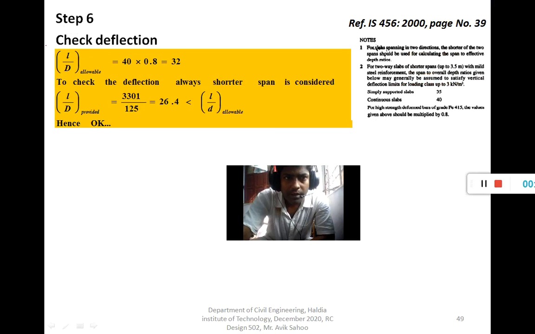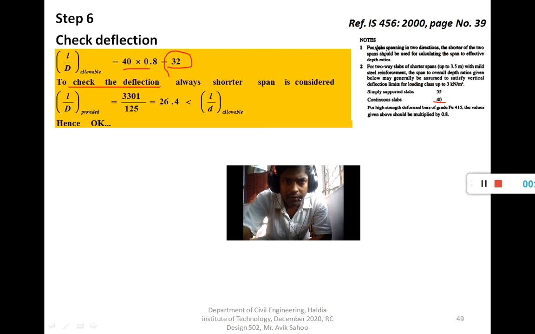So in step 6 we check the deflection. The allowable deflection limit is given on page number 29. For a continuous slab, the value is 40. For high strength deformed bar, the above value is multiplied by 0.8. So we multiply it and we get the value. The allowable value is 32 for a continuous slab.